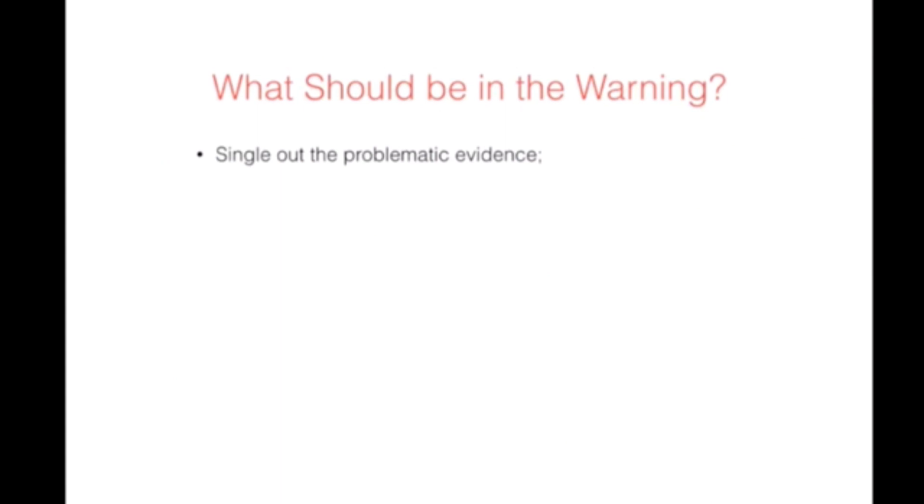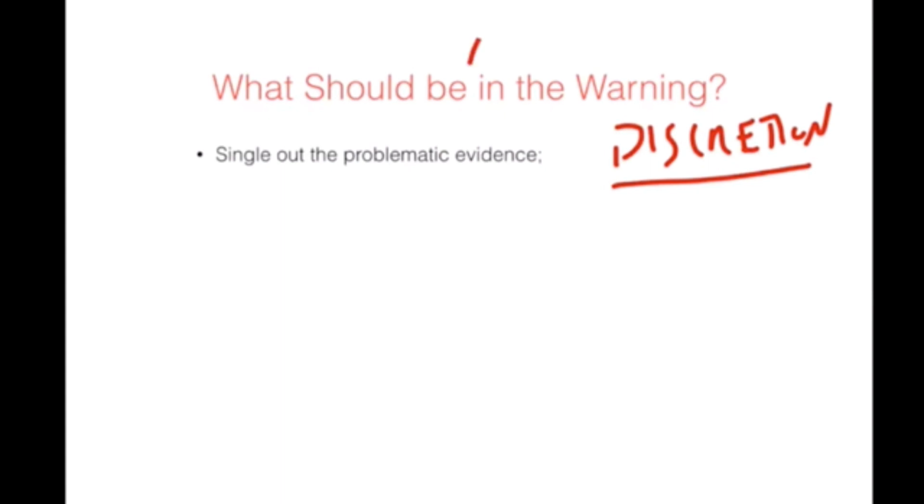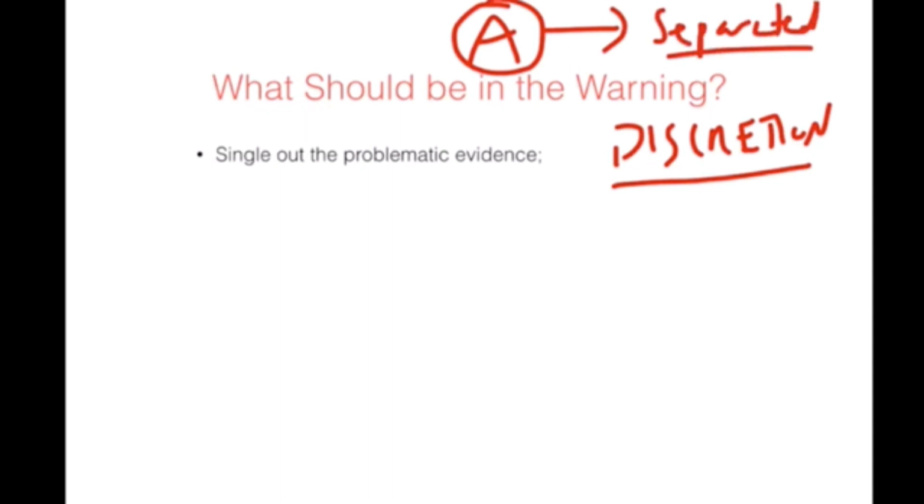So let's look now at what should be in the warning, our last particular factor. And again, the judges have made it very clear that this is a discretionary test, and that individual judges have a lot of discretion in how to craft their warning. But here's what they look for. Number one, you've got to single out the problematic evidence. So A is the problematic witness. Has A's evidence been separated and treated to a corroboration warning? That's the first question that needs to be asked.